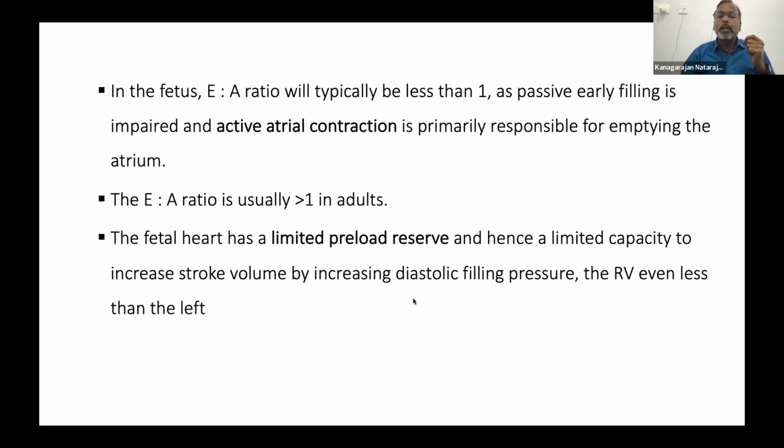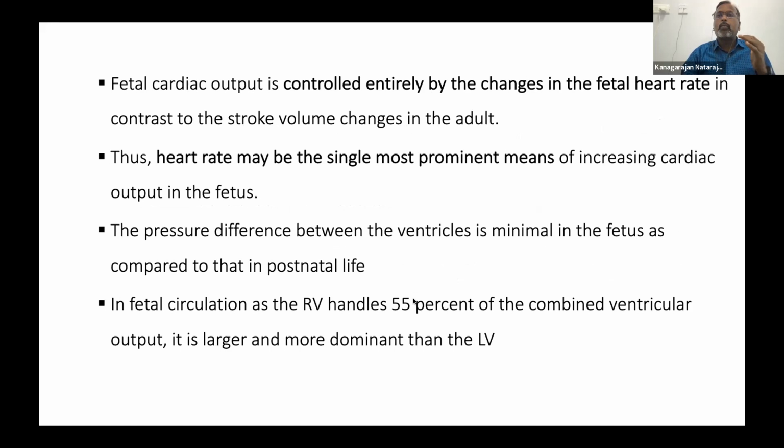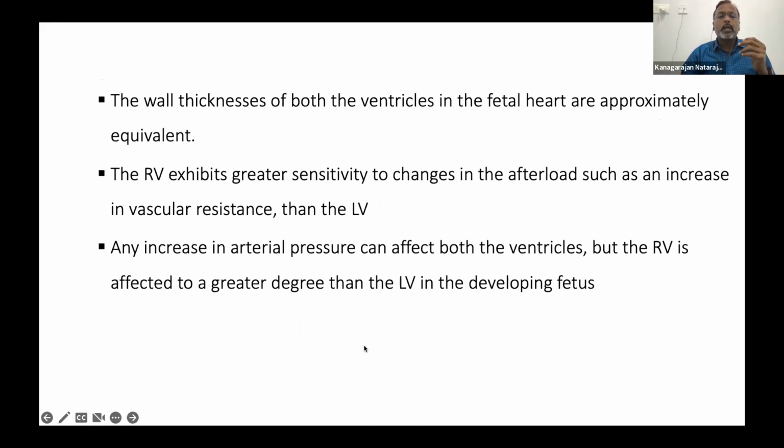Second thing is it's a limited preload. So it can increase the stroke volume only by increasing the heart rate. So the heart rate may be the single most prominent means of increasing the cardiac output in the fetus. Look, the RV handles almost 55%, more than the LV. Second thing is the RV exhibits greater sensitivity to changes in the afterload than the LV.